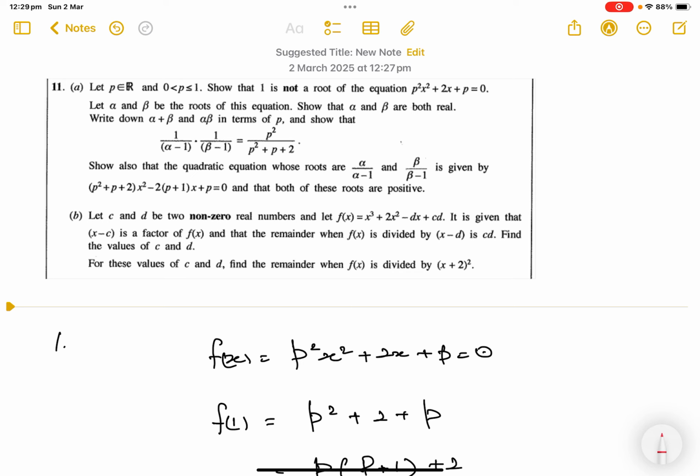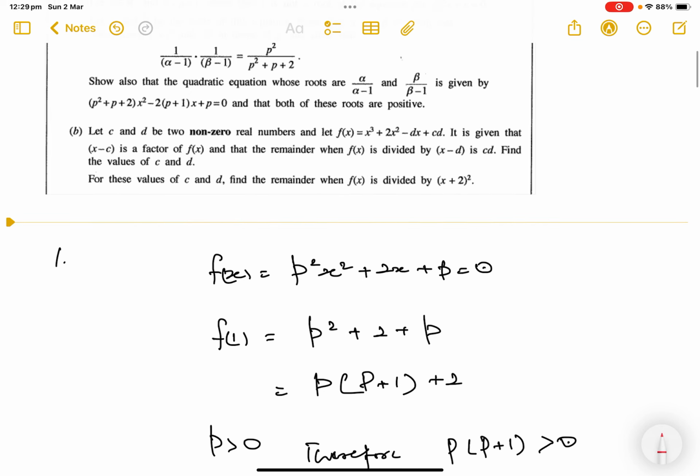Show also that the quadratic equation whose roots are alpha over alpha minus 1 and beta over beta minus 1 is given by p squared plus p plus 2 times x squared minus 2 times p plus 1 x plus p equals 0, and that both of these roots are positive. We'll come to that later on. Let's deal with the first part.